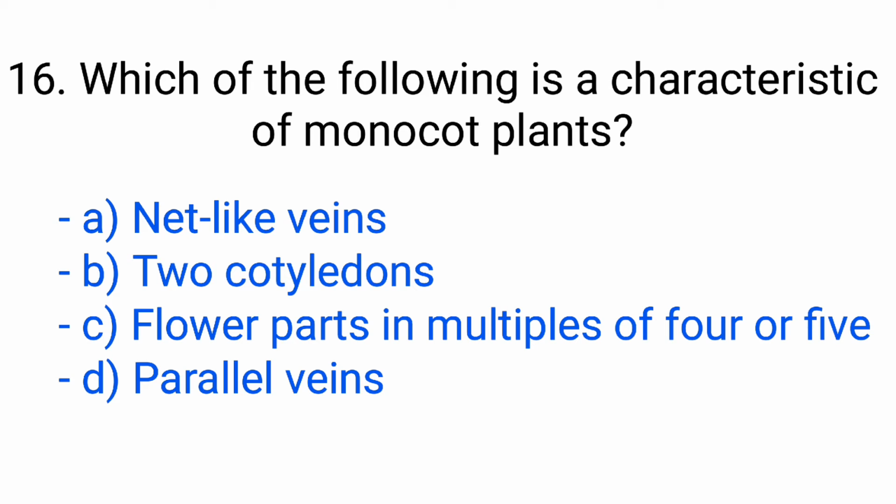Question number 16. Which of the following is a characteristic of monocot plants? Option A, net-like veins. B, two cotyledons. C, flower parts in multiples of 4 or 5. D, parallel veins. The correct answer is option D, parallel veins.